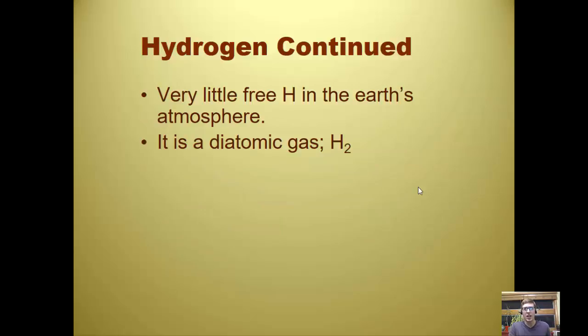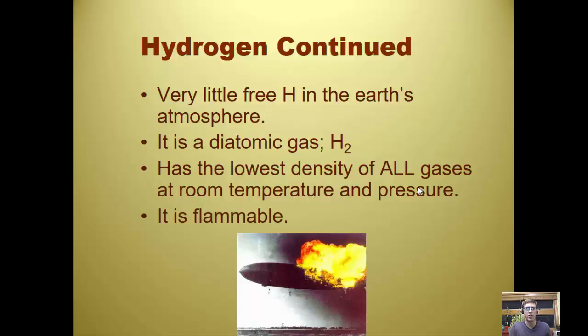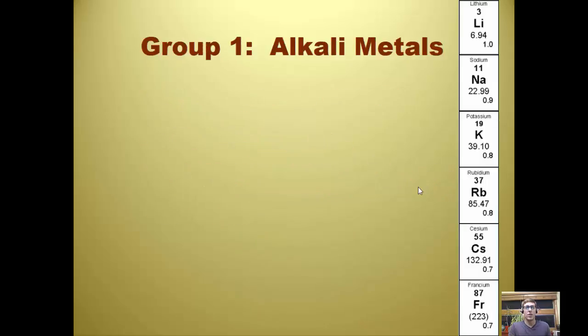There's very little free hydrogen in the Earth's atmosphere. It mostly is diatomic gas. Remember, diatomic means there's two hydrogens together. And again, that's because it wants those two valence electrons. It's going to share those, and thusly we get hydrogen gas. It has the lowest density of all gases at room temperature and pressure, and it is flammable, actually highly flammable. Hydrogen gas.